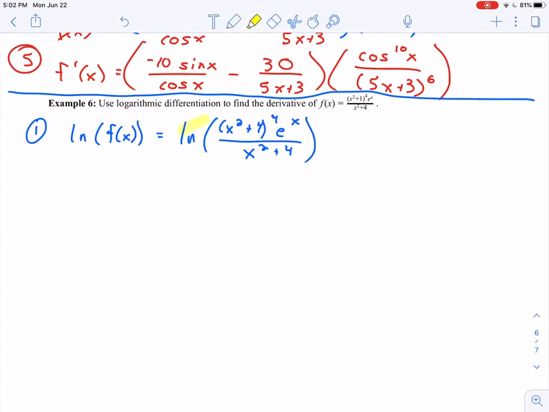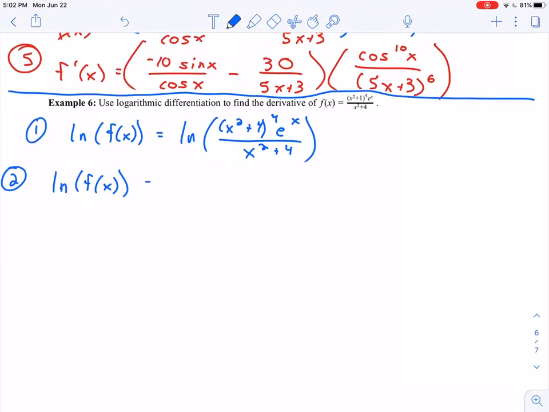My second step, I'm really focused in on that right-hand side. I really want to use my properties of logarithms to break that up as much as I possibly can. So my second step, the left-hand side I'm not going to change. Not doing anything over there. The first thing I see on that right-hand side, though, is the fraction. So I'm going to utilize that second property of logarithms. Natural logarithm of x squared plus 4 to the 4th power.